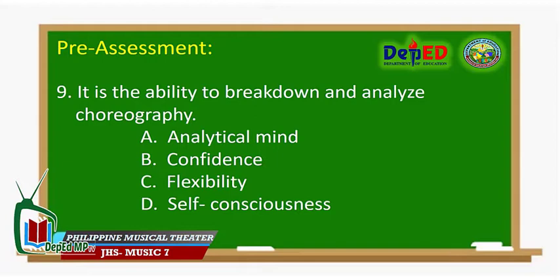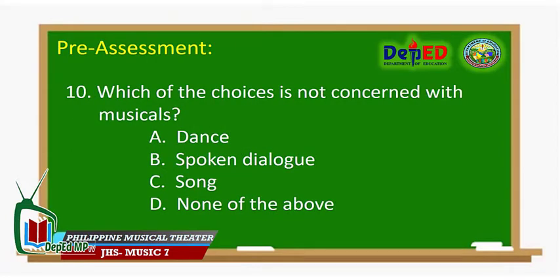Number 9. It is the ability to break down and analyze choreography. Letter A, analytical mind. Letter B, confidence. Letter C, flexibility. Letter D, self-consciousness.